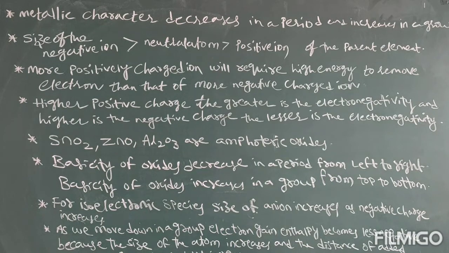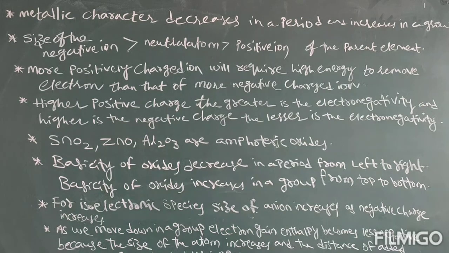Suppose you take Na+ and Mg2+. Which has the highest electronegativity? Mg2+ has the highest electronegativity. Why? It has the higher positive charge. And when it comes to the negative ions, O2 minus and Cl minus, which has the higher electronegativity? Cl minus has the higher electronegativity. O2 minus has the lesser electronegativity.